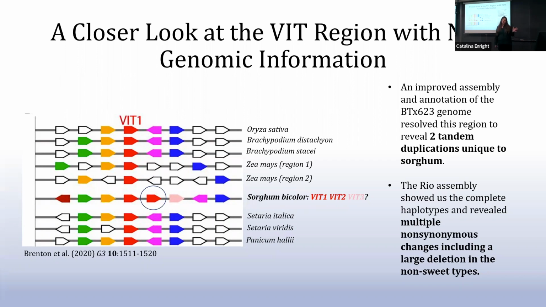And then what was additionally really interesting is when we looked at the Rio assembly, we saw that there was a lot of difference. You had a lot of non-synonymous high-impact mutations in this gene, and actually the Rio gene was much bigger. So the original reference genome, the BTX gene, looked like it was truncated compared to Rio. So it actually looked more like a real gene when we looked in the Rio genome.